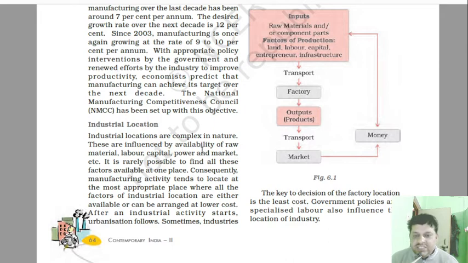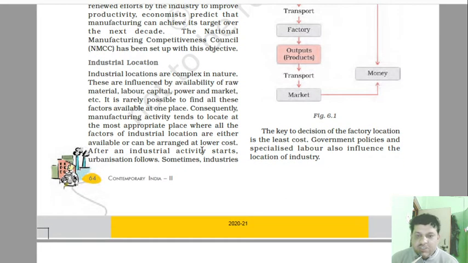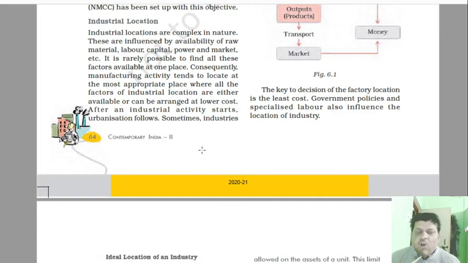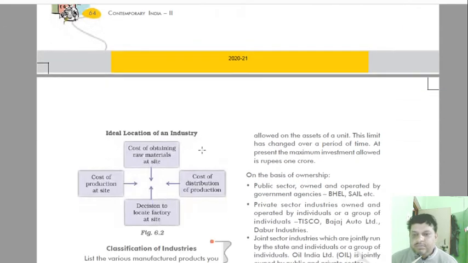Government policies and specialized labor also influence the localization of industry. Somehow the government policies, labor law, tax law also. Now you may see many medicine industries are established in Uttarakhand. Why? Because there is low tax. So the tax policy and the labor policy also determine the establishment of industry.